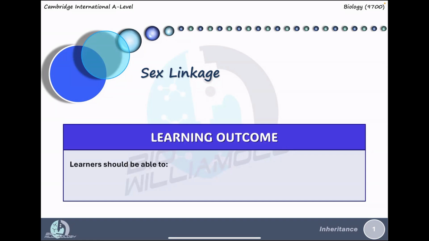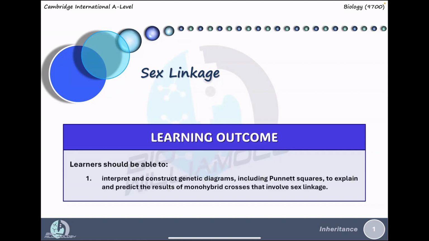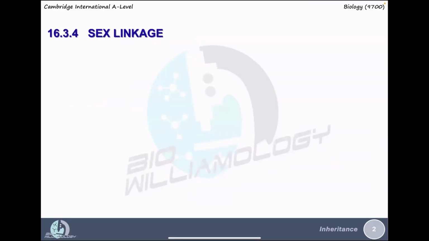In this lesson, we will explore sex linkage, commonly known as X linkage. At the end of this lesson, you will be able to interpret and construct genetic diagrams, including Punnett squares, to explain and predict the results of monohybrid crosses that involve sex linkage. Let's get started. Sex linkage.